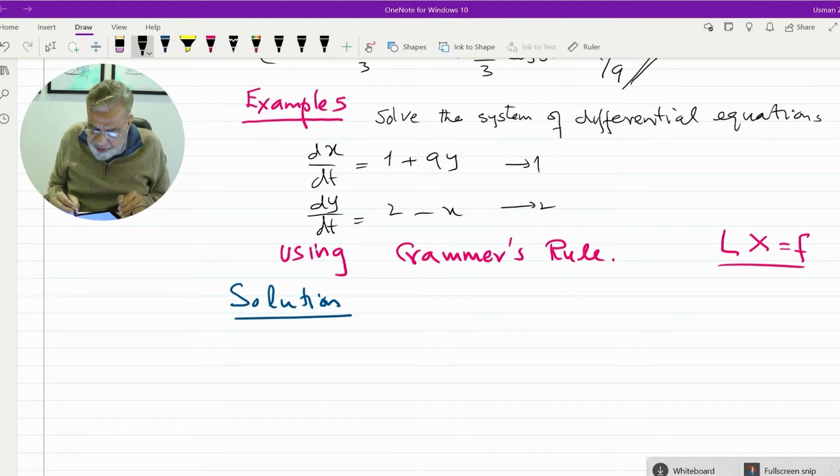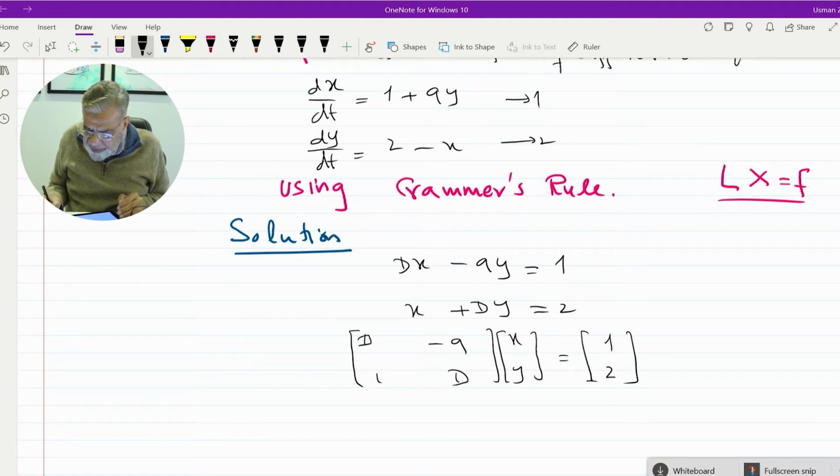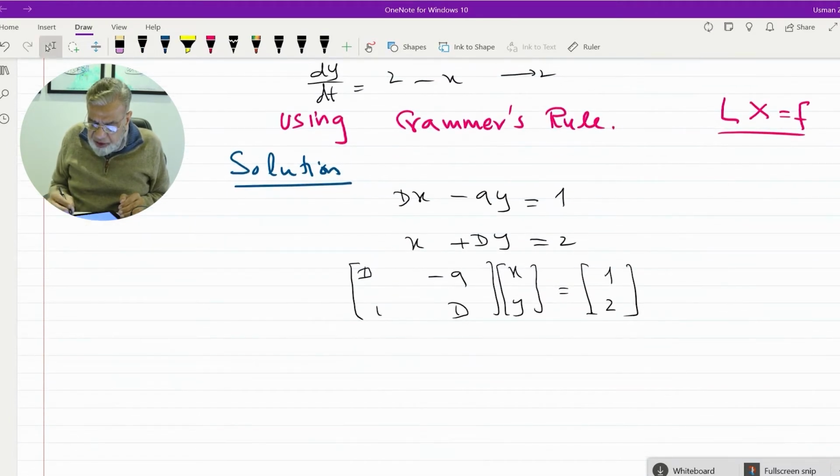In the operator form, we have Dx minus 9y is equal to 1. We take the variables on the left hand side. Then I have x plus Dy is equal to 2. I write the matrix form. The coefficient matrix is D, minus 9, 1 and D, multiplied by the column matrix x, y, and the constants are 1, 2. So this is my L, this is my x, and this is my f.